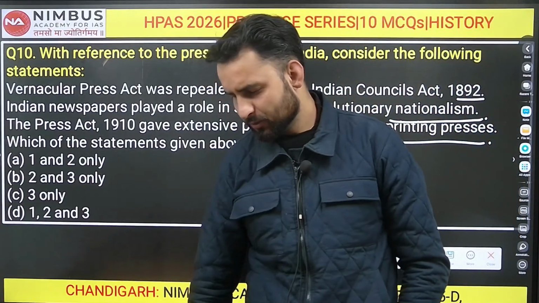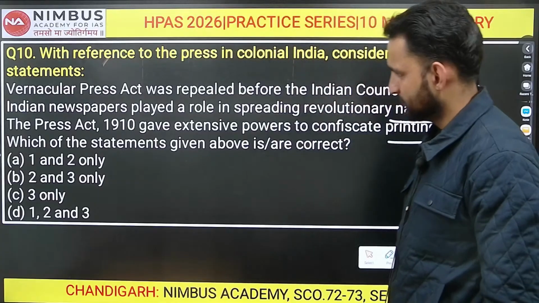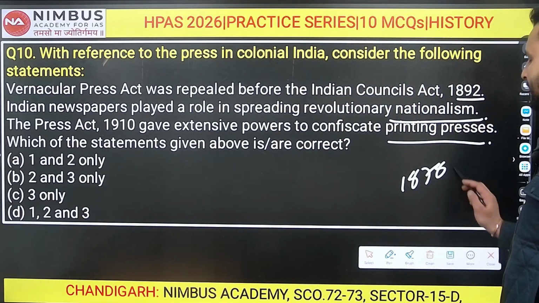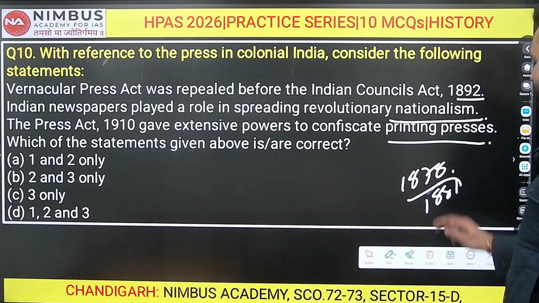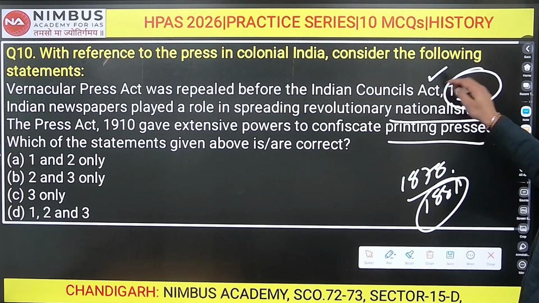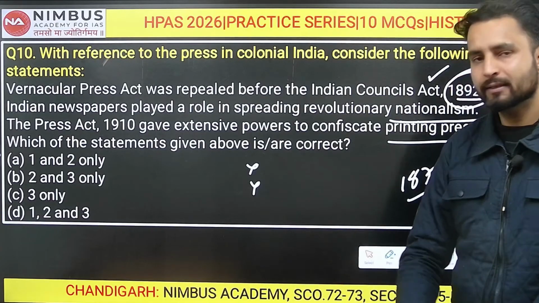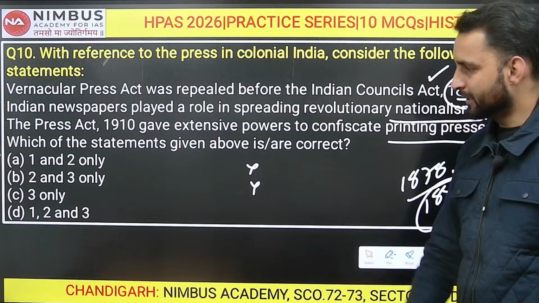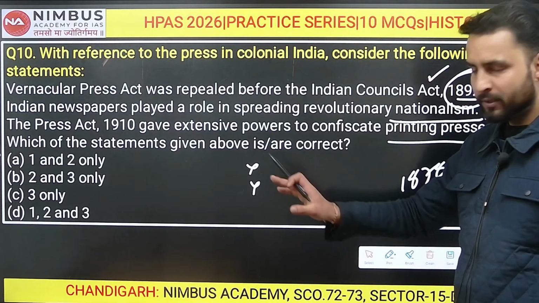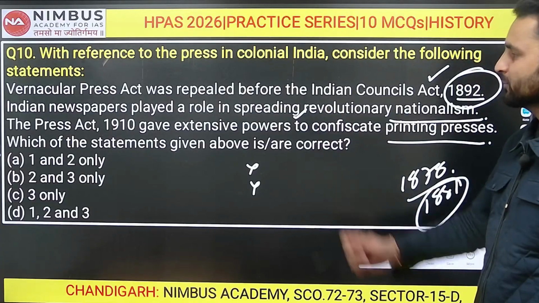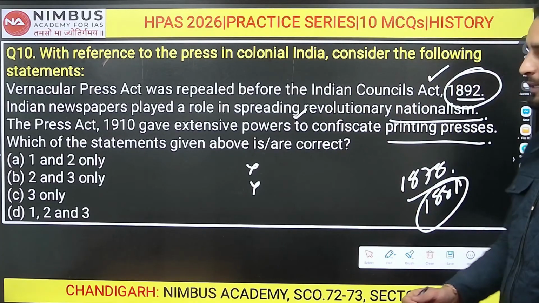Option D, option A, there are multiple answers. Okay, let us discuss. The Vernacular Press Act was introduced in 1878 and repealed in 1881. So it was well before 1892. So the first statement is correct. Option C and B get eliminated. There are only two options, A and D. So 1 and 2 are common in both. It means that the second statement is also right. Obviously, Indian newspapers played a key role in revolutionary nationalism.